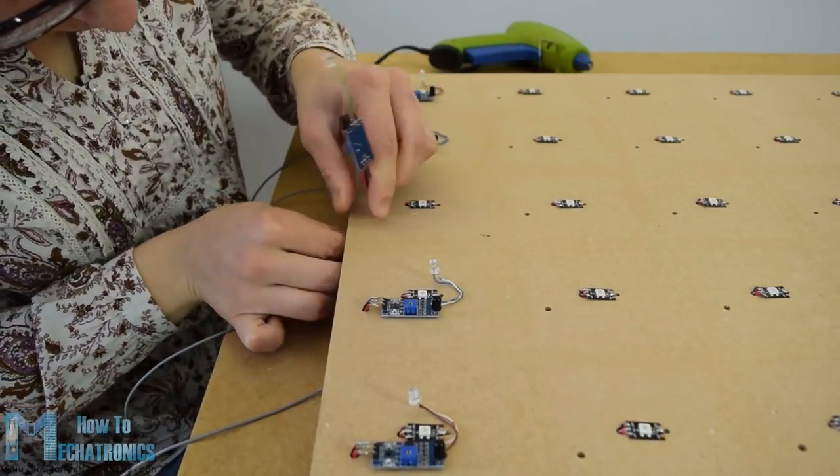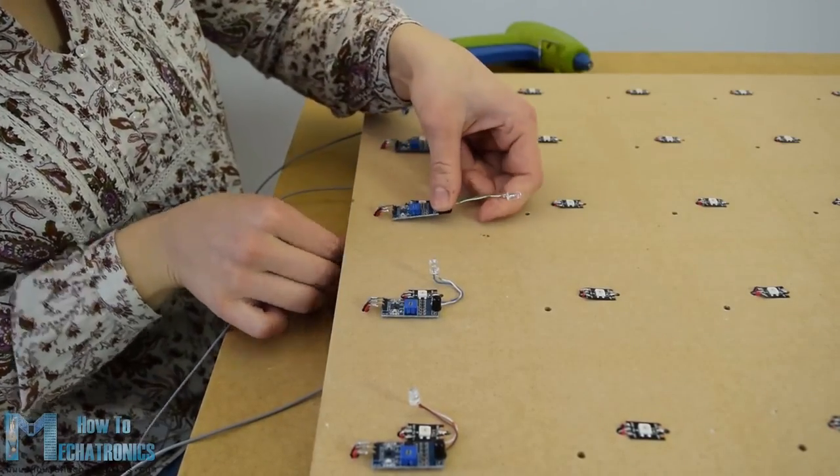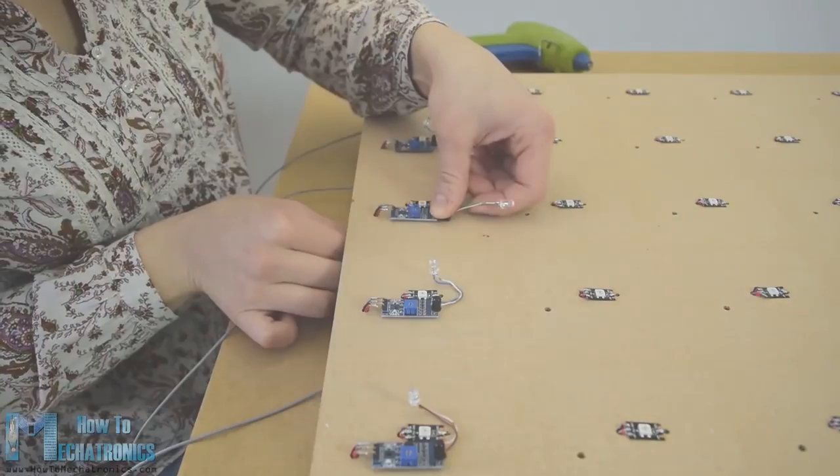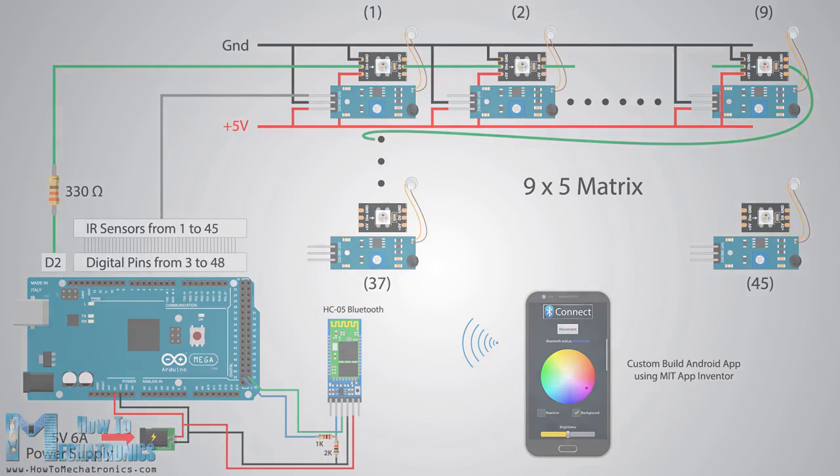Here I will explain how the electronics part work, how to build the custom Android application and program the Arduino board. Here's the complete circuit schematic. So the table consists of 45 addressable LEDs, 45 infrared proximity sensors and a HC05 Bluetooth module, all of them connected to an Arduino Mega board. The circuit is powered via a 5V 6A power supply.